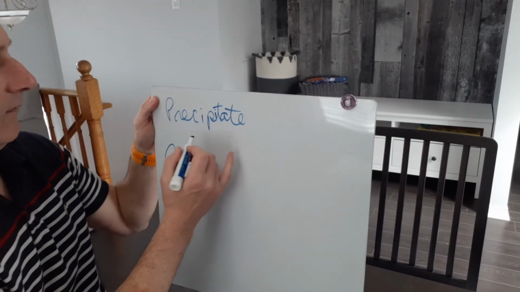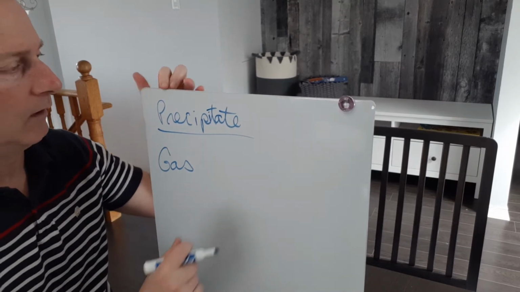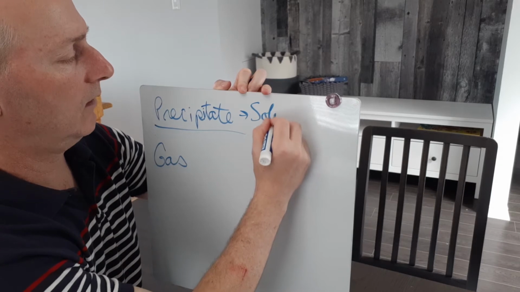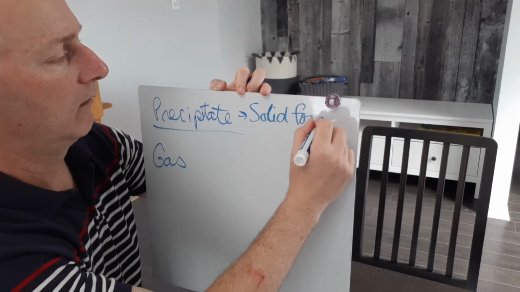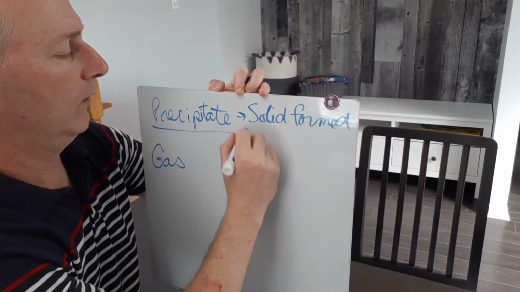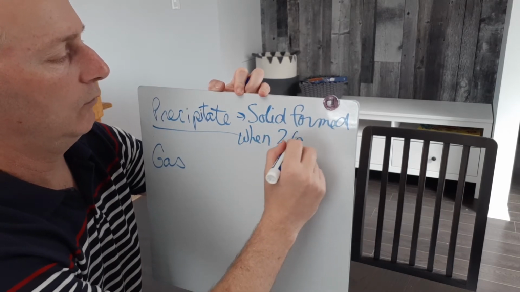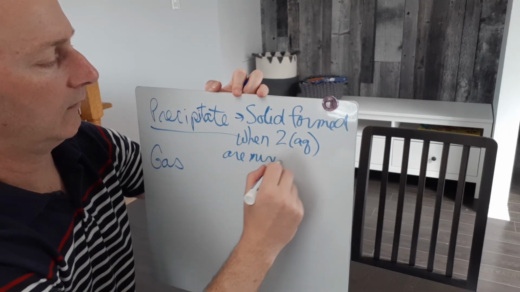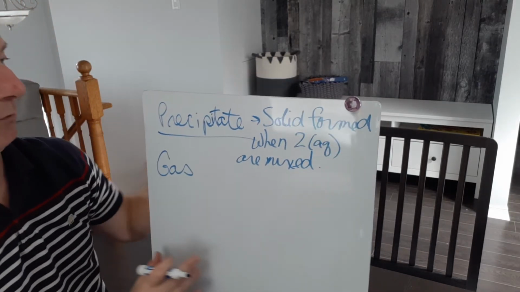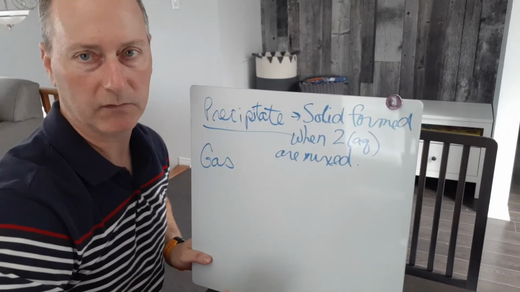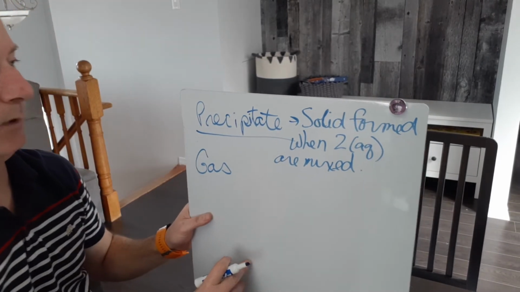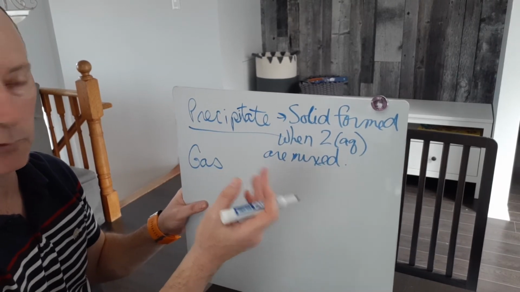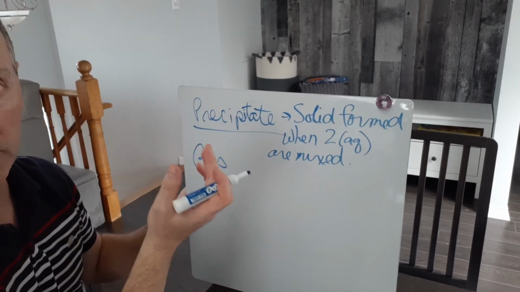One of the things we can see is if a precipitate forms, and a precipitate is a solid formed when two aqueous solutions are mixed. Okay, so you take two clear solutions or slightly colored solutions like we did in our lab, and you get a solid that forms. When you put the two liquids together and a solid forms, you know you've got a precipitate, so we know we did a double displacement reaction.